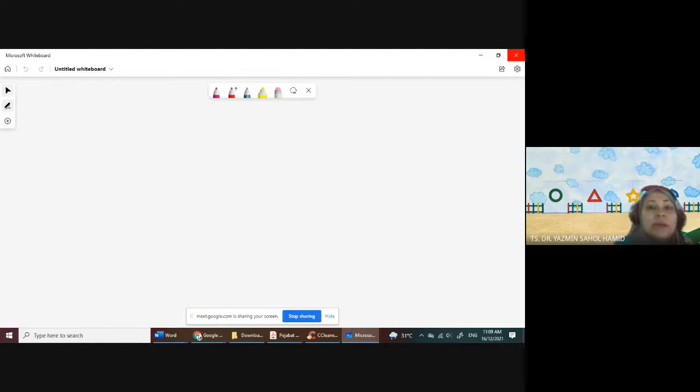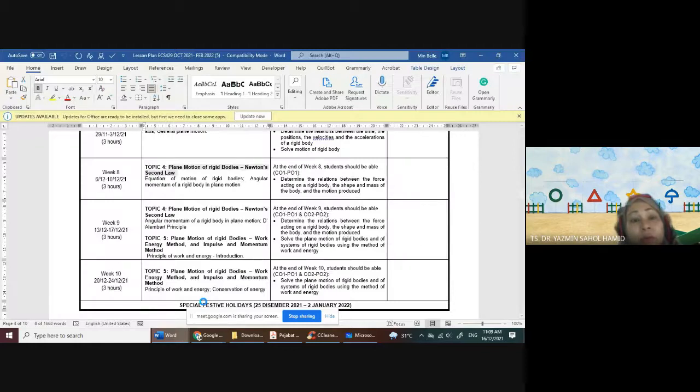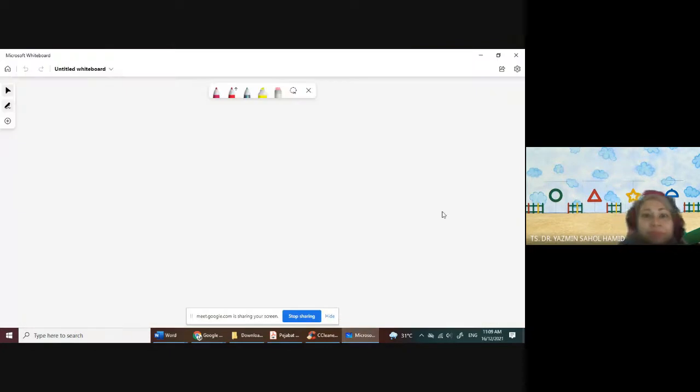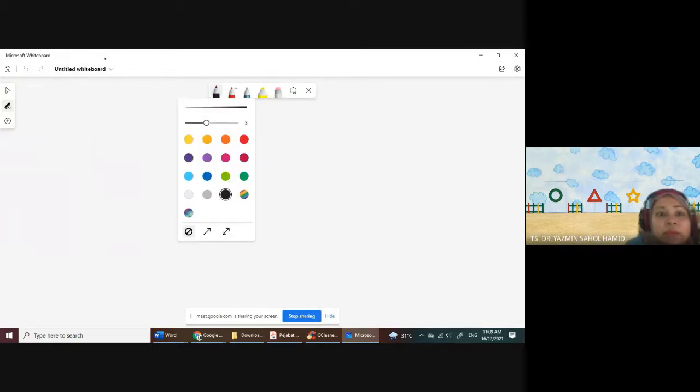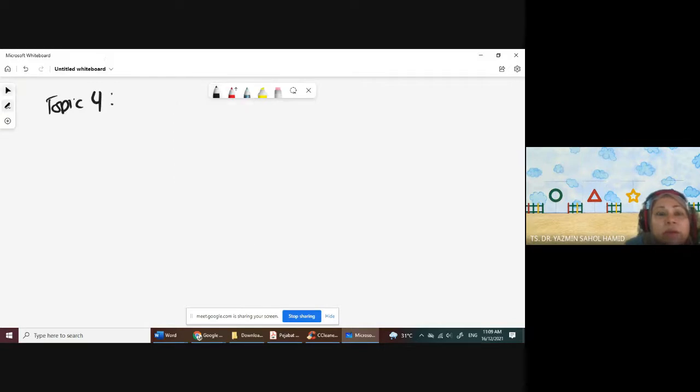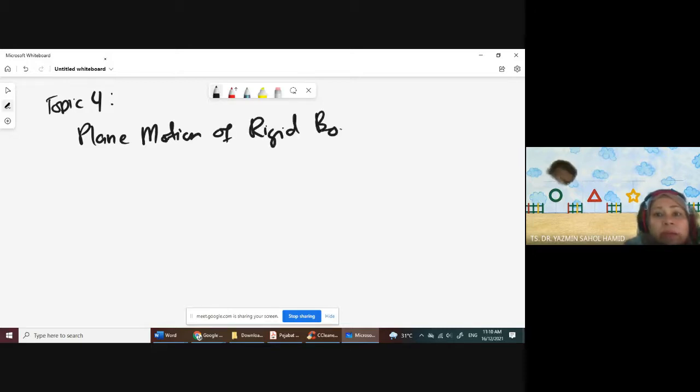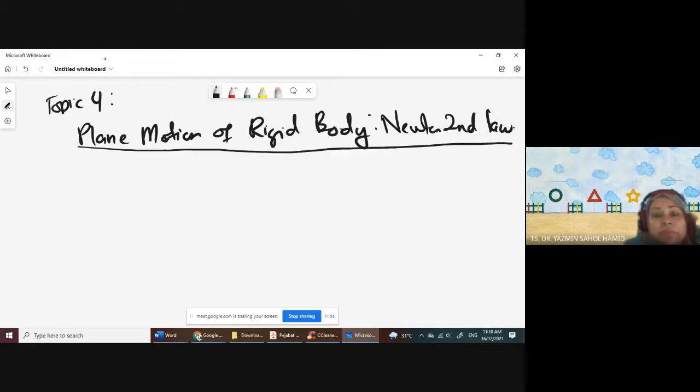So for today's class, if you open your lesson plan, we're still in plane motion of rigid body, but for Newton's second law. Can all of you see my screen? We are in Chapter 4, which is plane motion of rigid body, Newton's second law.